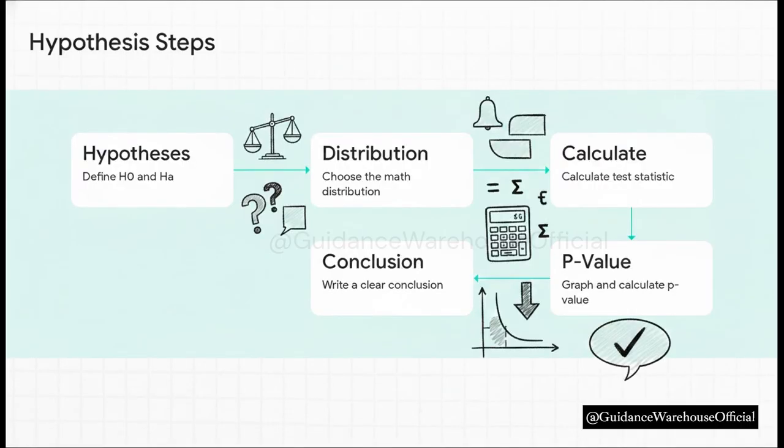Okay, well, let's break this down. Our source material gives us a detailed 8-step lab procedure, but we can group that into 5 easy, manageable macro steps. 1. Define your hypotheses. 2. Choose the correct distribution. 3. Calculate your statistics using your sample. 4. Graph the data and find your p-value. And 5. Make your final conclusion. This 5-step process is literally a roadmap for the rest of this explainer.